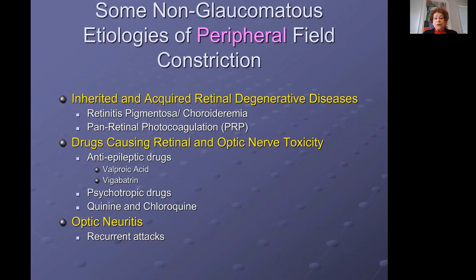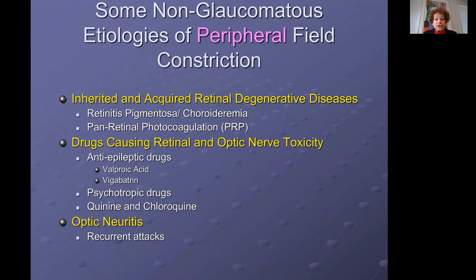Now, we don't have time to go over any cases about peripheral field constriction, but these are some of the etiologies that you need to rule out in any glaucoma patient that may have these other concurrent conditions. With the inherited and acquired retinal degenerative diseases like retinitis pigmentosa and its related sister choroideremia, it's obviously going to be demonstrated by the fundus that you have peripheral field constriction. Patients who've been treated with PRP, diabetics, and patients with ischemic CRVOs can also have peripheral field constriction.